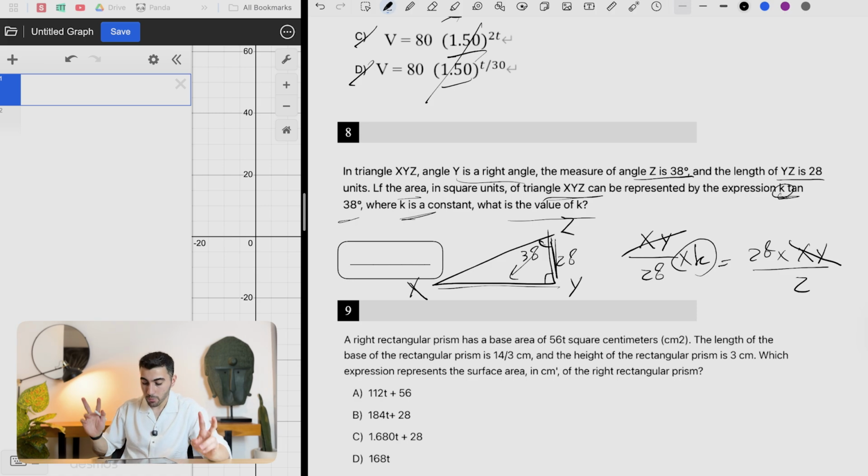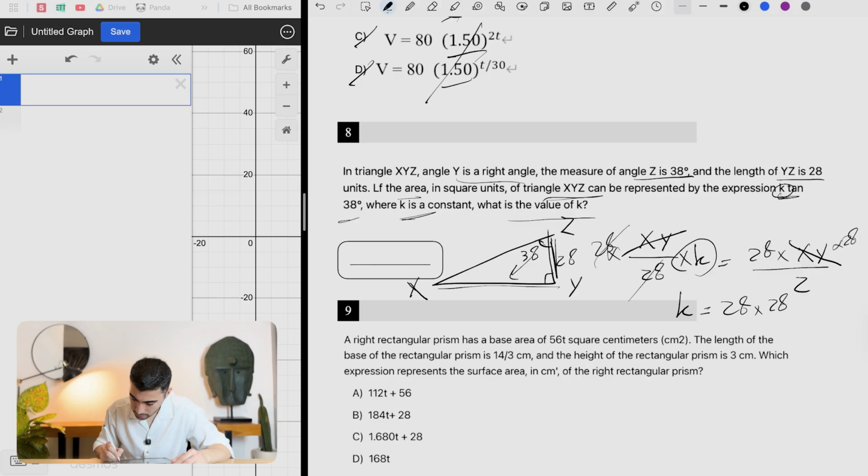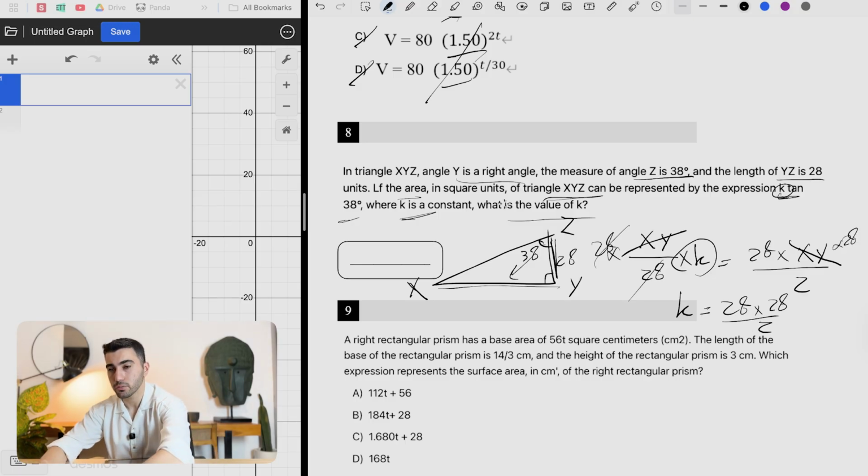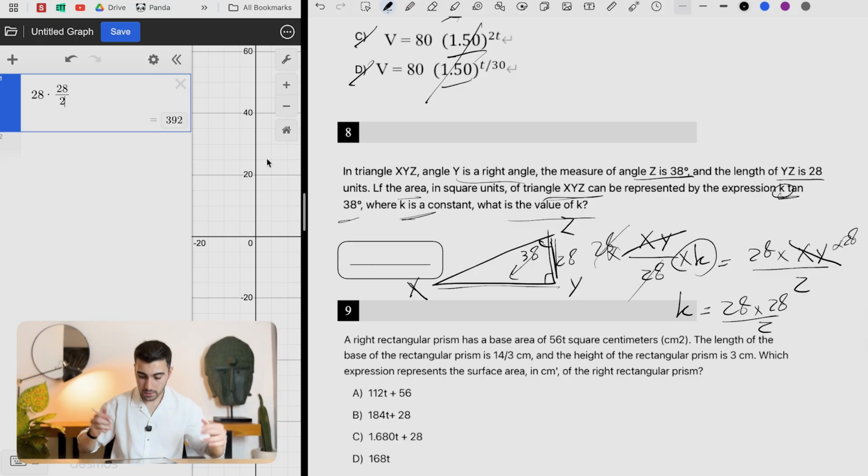So we can now multiply both sides by 28 to isolate the value of K. These cancel out, so K is equal to 28 times 28 divided by 2. What is that equal to? 28 times 28 divided by 2 gives us 392. That is the answer to this question. So the value of K is 392.